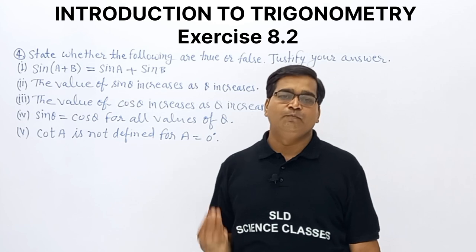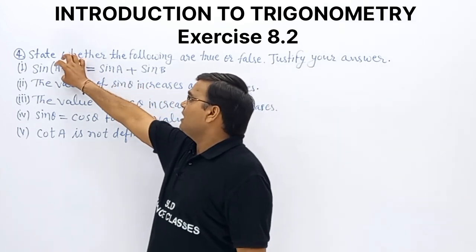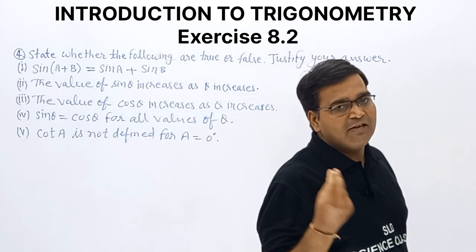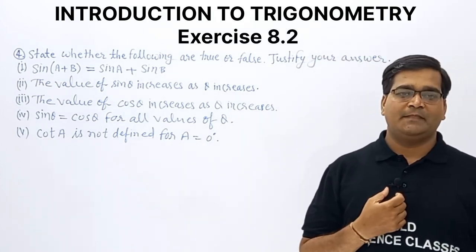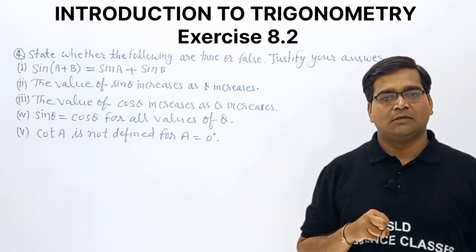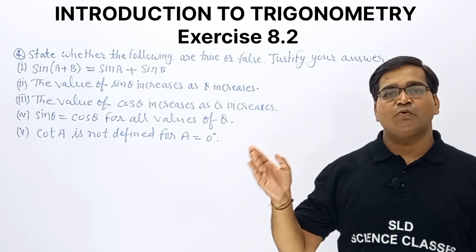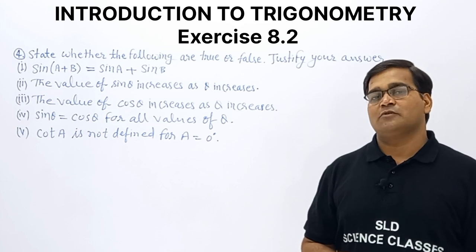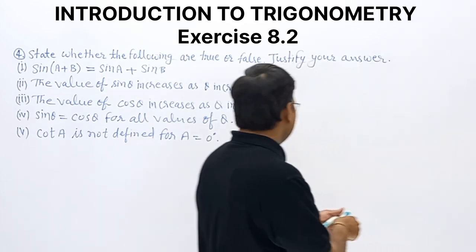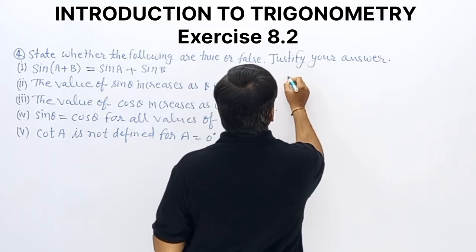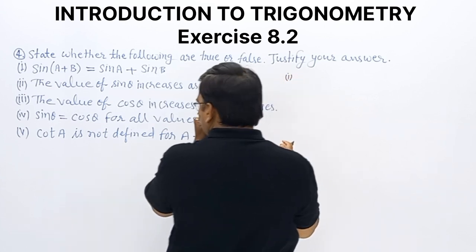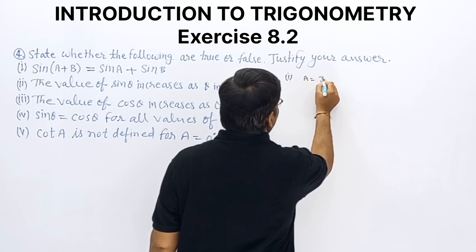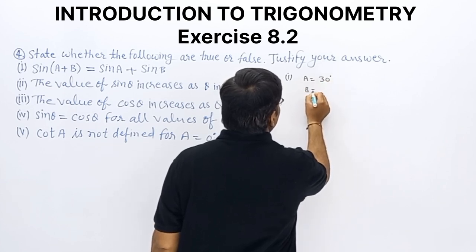We will prove. We are having left hand side and right hand side. Once we take values of A and B, put them in and solve, if we are getting left hand side equal to right hand side, then we can say this is true, otherwise false. So I am taking the easy question number first. Sine (A + B) equal to this one. I am taking A equal to 30 degree and B equal to 60 degree.